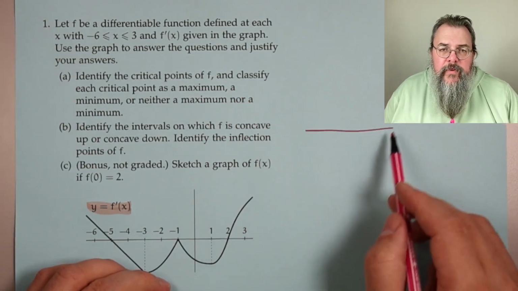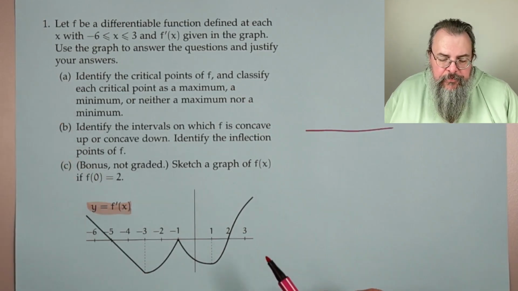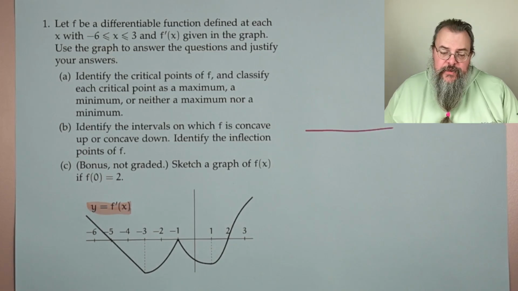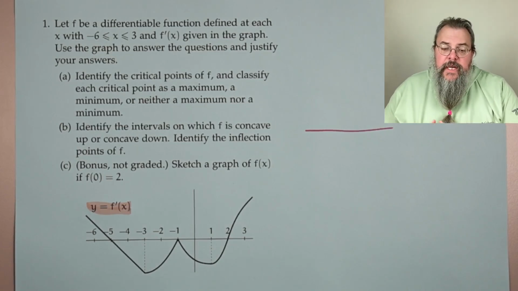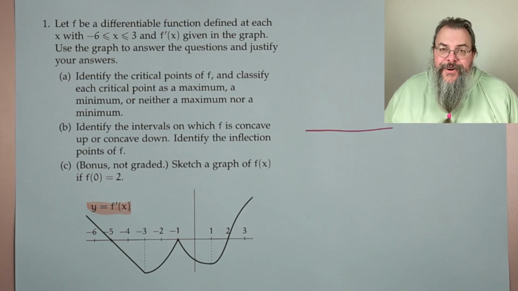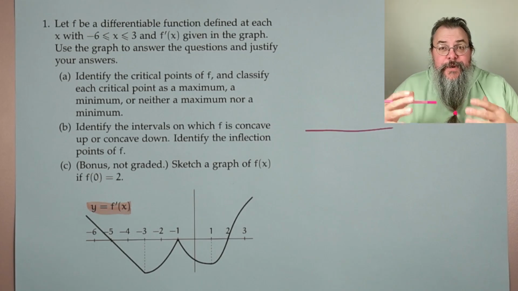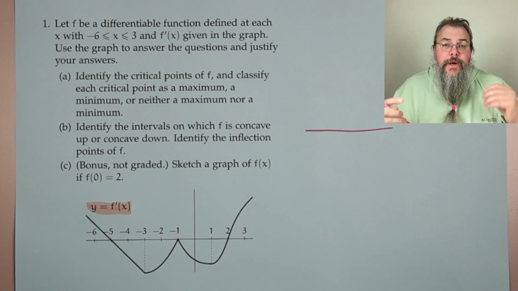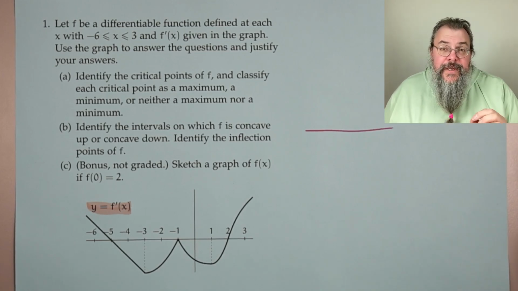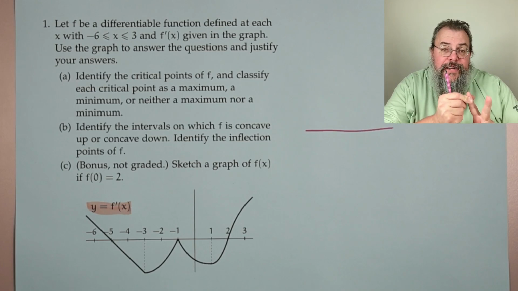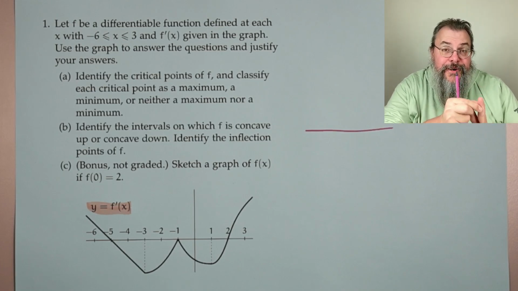All right, so let's see. A. Identify the critical points of f and classify each critical point as a maximum, a minimum, or neither a maximum nor a minimum. Okay, so how can we do this? Well, let's think about what critical points are. When we're talking about critical points, we're going to key off of the derivative. And we're looking for two things. Where is the derivative undefined? Where is the derivative 0?